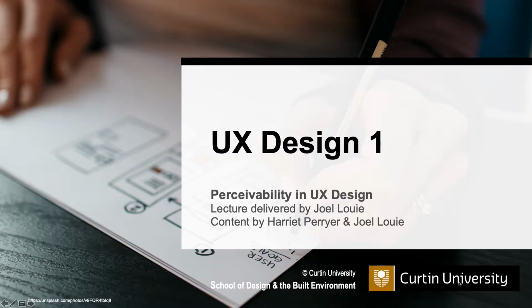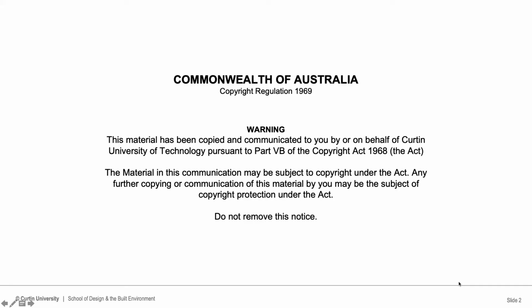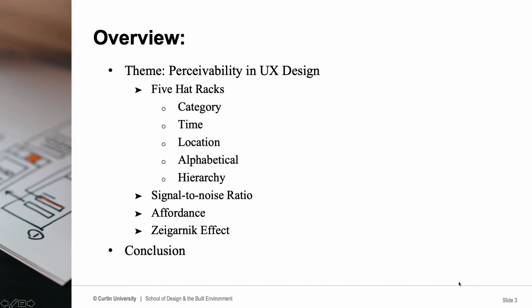All right, in today's lecture, we're going to continue with the themes that we've been talking about. And this week's theme is this notion of perceivability in UX design. So the first principle that I want to cover is the 5 hat racks. Now the 5 hat racks have got 5 different approaches that we'll cover: category, time, location, alphabetical, and by hierarchy.